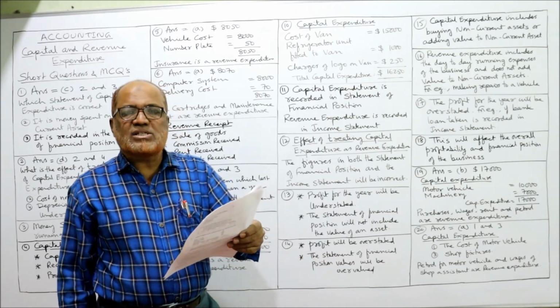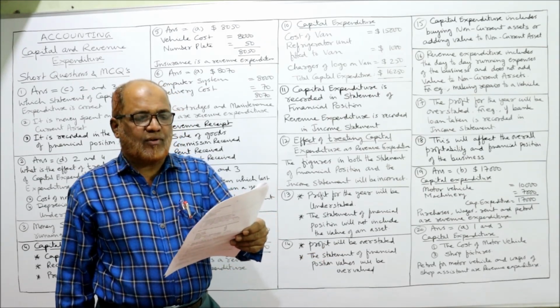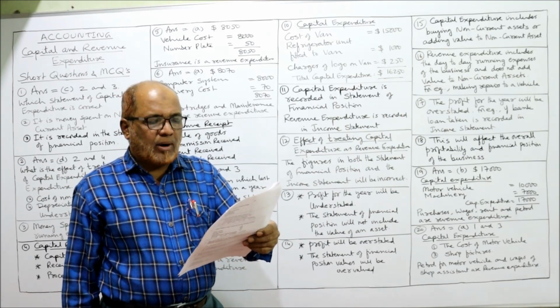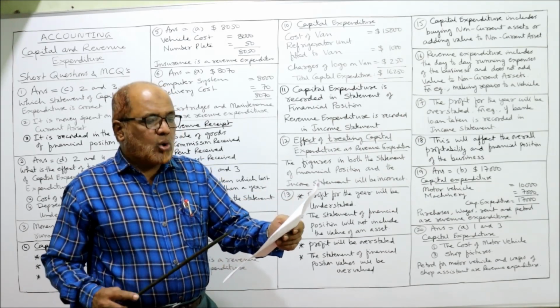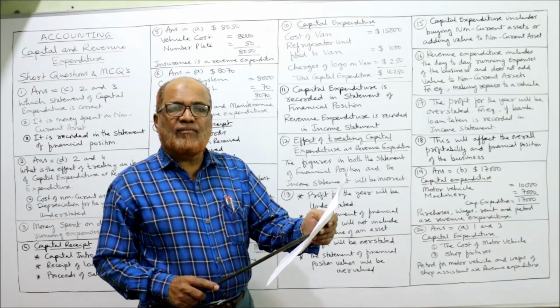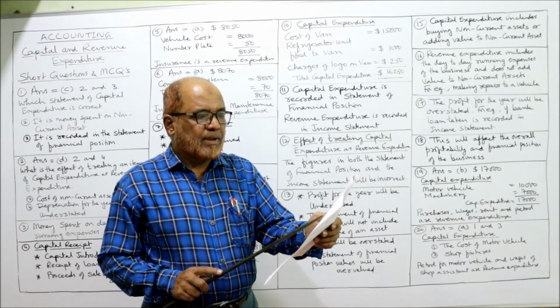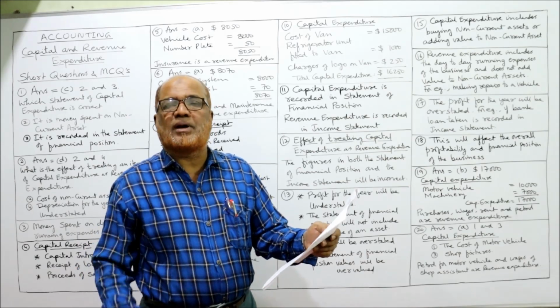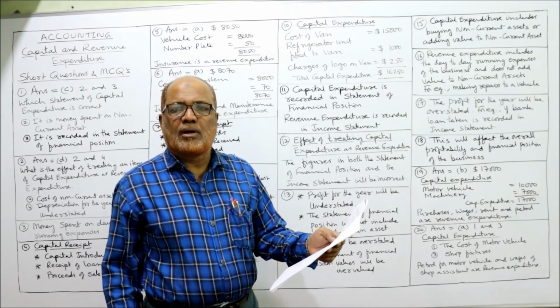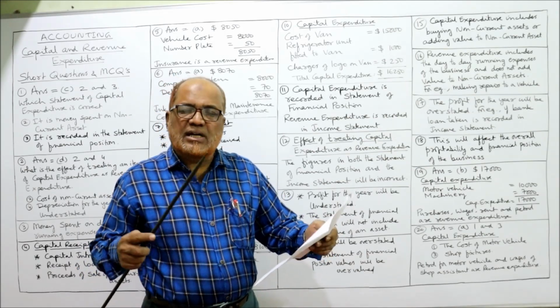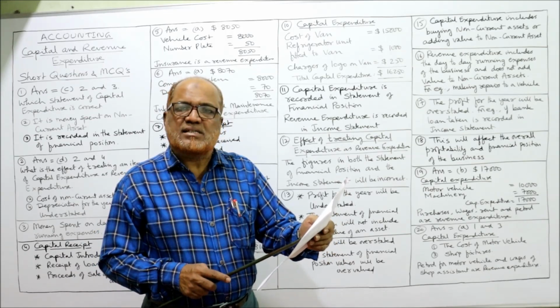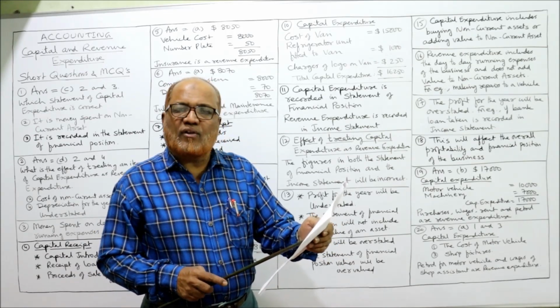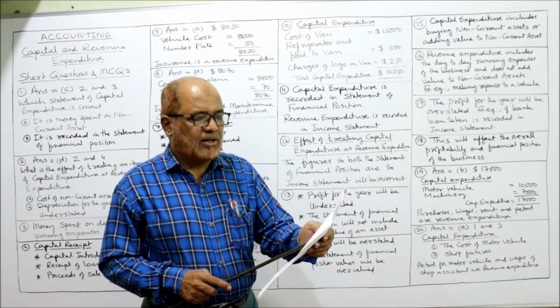The following is the list of a builder's expenditure for the year. What is the amount of capital expenditure? So many items are given. Motor vehicle, it's a capital expenditure. Purchases, not a capital expenditure, it's a revenue expenditure. Purchases means purchase of goods, it's a revenue expenditure. Wages is a revenue expenditure. Rent of offices, it's a revenue expenditure.